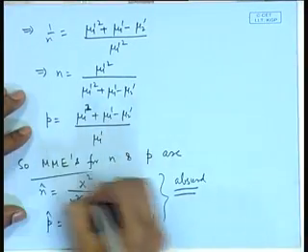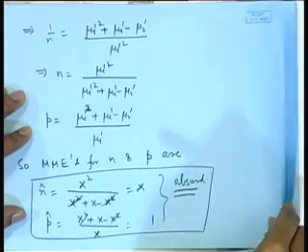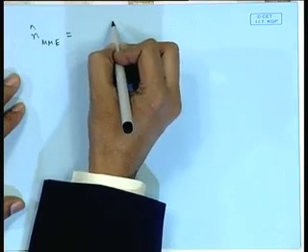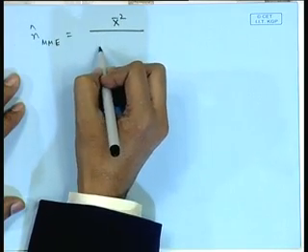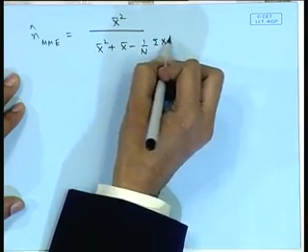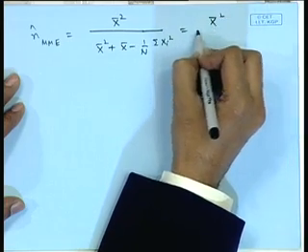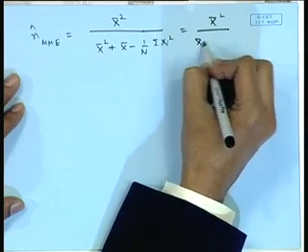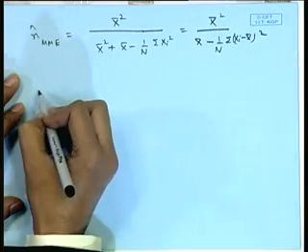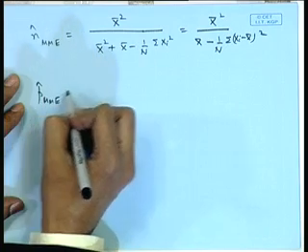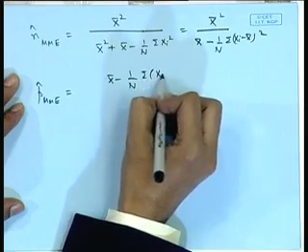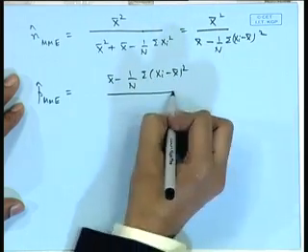So here the MMEs will be n hat MME is equal to X bar square divided by X bar square plus X bar minus 1 by n sigma Xi square, which we can also write as X bar square divided by X bar minus 1 by n sigma (Xi minus X bar) whole square, and p hat MME will be equal to X bar minus 1 by n sigma (Xi minus X bar) whole square divided by X bar.